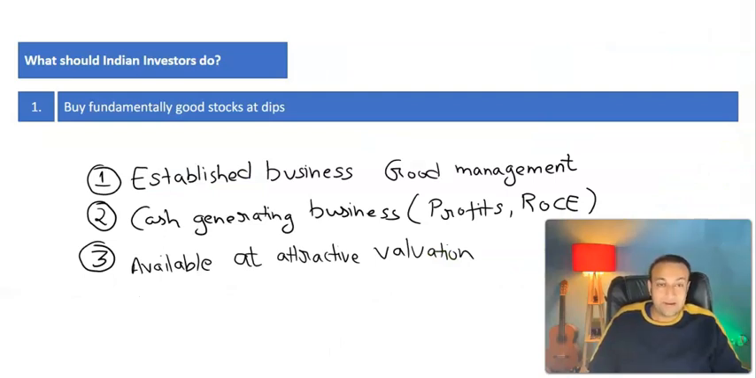Number one, buy fundamentally good stocks at dips. Now, what are fundamentally good stocks? Number one, they should be established businesses with good management. Second, cash generating businesses with high ROCE and high profits. And finally, they should be available at attractive valuations.